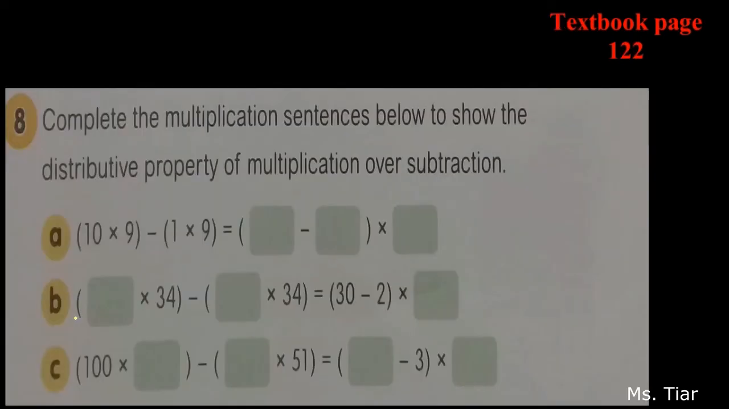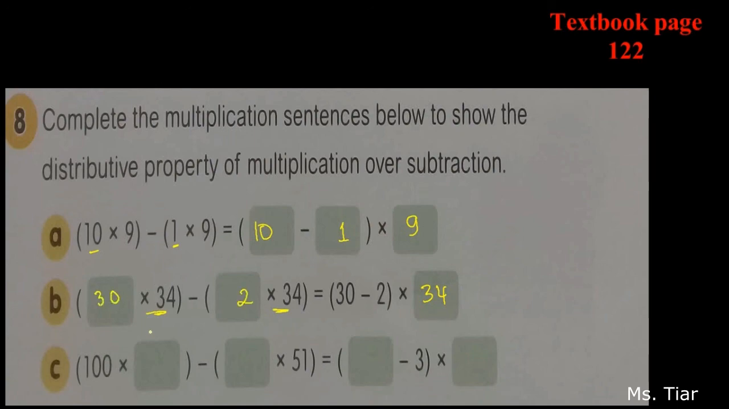Complete the multiplication sentences below to show the distributive property of multiplication over subtraction. Okay, let's check. Question A. 10 times 9 minus 1 times 9. Both of them are multiplied by 9. So you put 9 outside here. So the next number you need to put here is 10. Okay, this one. And 1. Get it? How about question B? Both of them are multiplied by 34. So over here we put 34. Okay, the numbers that are subtracted here are 30 and 2. So we put 30 here and 2 over here.